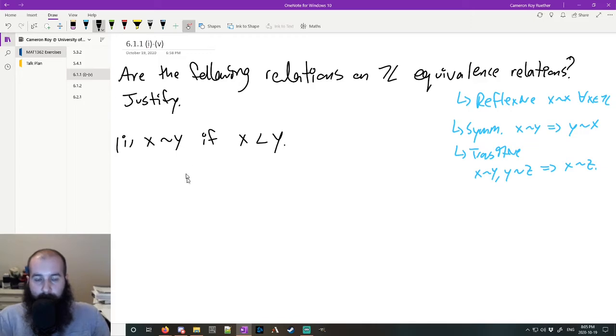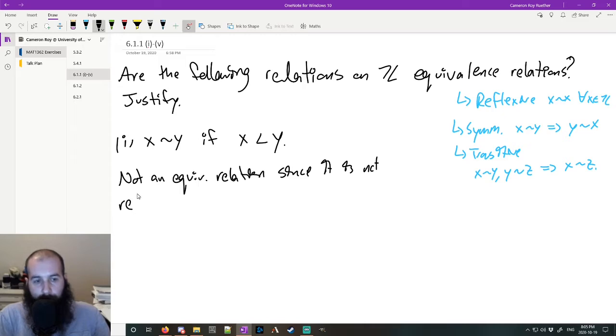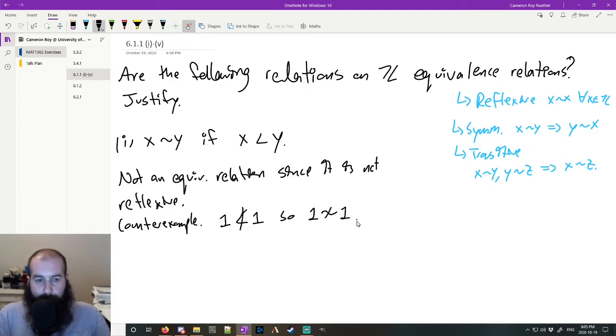The first, we define x to be related to y if x is strictly less than y. And this is not an equivalence relation because it is not reflexive. We can show that this fails for any particular integer. So, counterexample: 1 is not strictly less than 1. So 1 is not related to itself. Therefore, it is not reflexive.